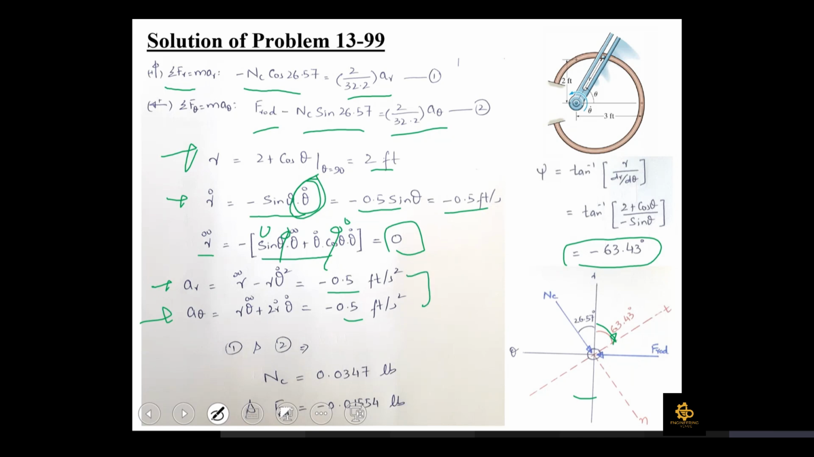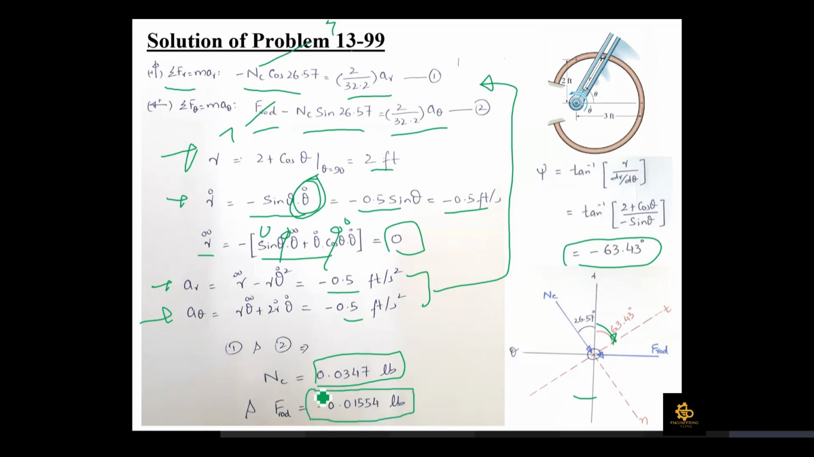Once you have evaluated this a r and a theta, it means that in these equations NC and F are the only unknown quantities. So once you put the values of a r and a theta and solve it, you are going to get the value of NC to be equal to 0.0347, and the value of F rod comes out to be negative 0.1554 pounds. Now, what does this negative value indicate?